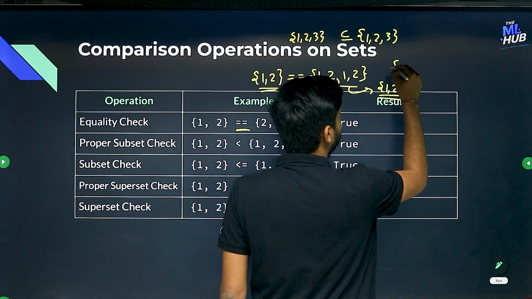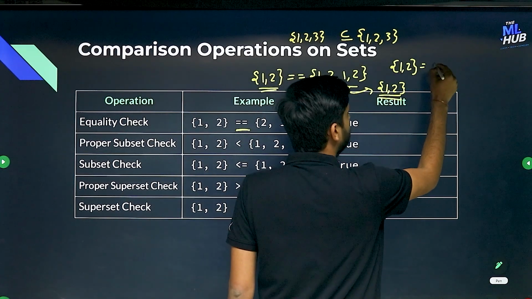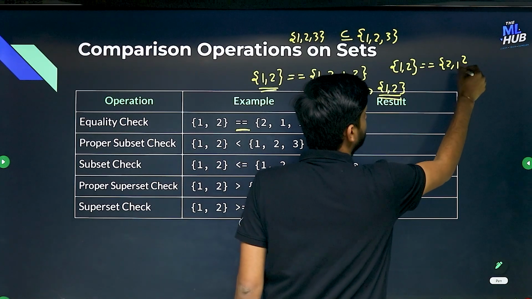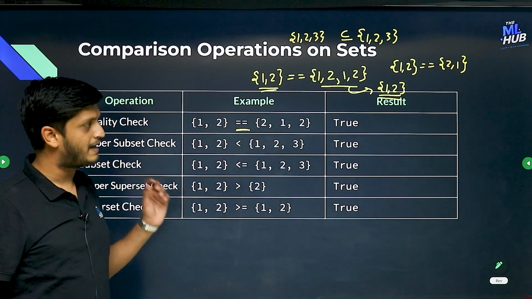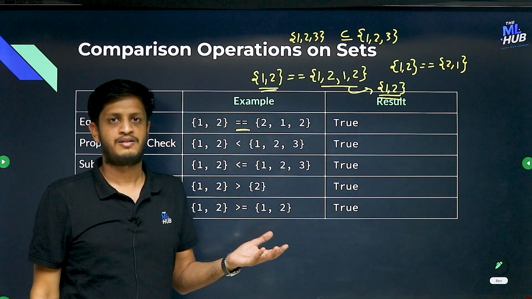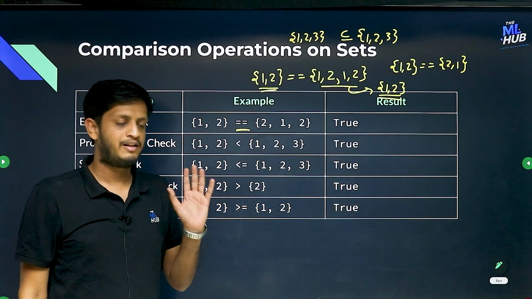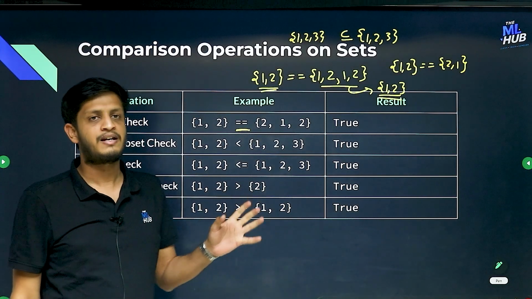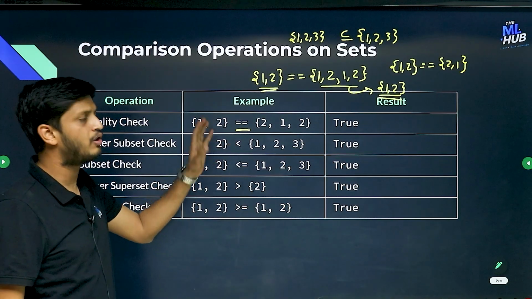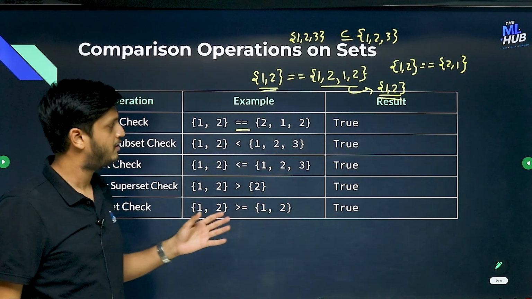You can even have a set containing 1, 2 and that is equal to the set containing 2, 1, because they exactly contain the same elements. So order doesn't matter. If the elements are the same, then the sets are equal, and that is how you can calculate not equal to as well. That is just the opposite of that.